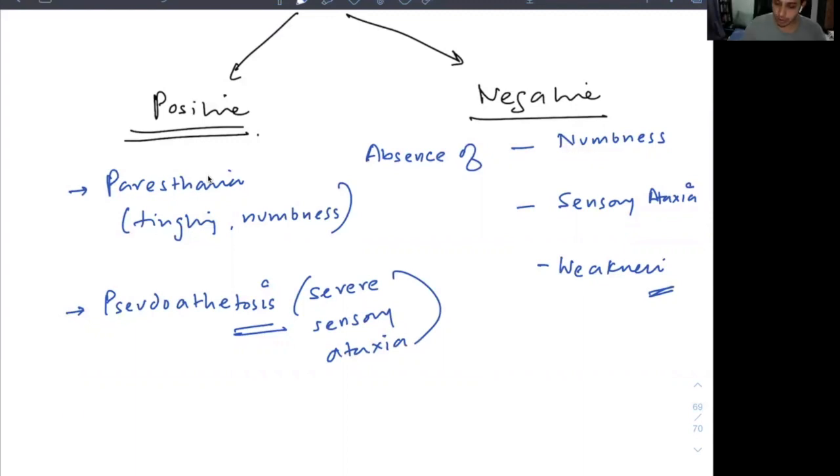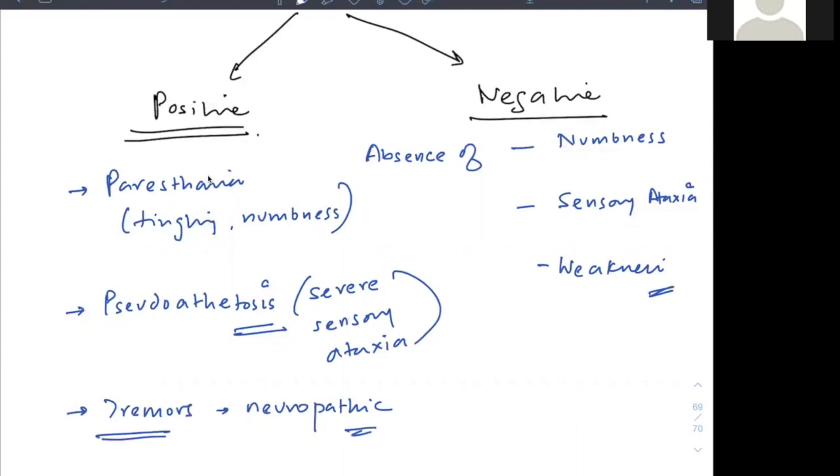You can have tremors. Okay, so it's called a neuropathic tremor. So this can be a positive symptom. Basically, any symptom that the patient comes with which is abnormal because of the neuropathy, any new sign that the patient has, is a positive symptom, and the absence of a normal finding is a negative symptom. Okay.